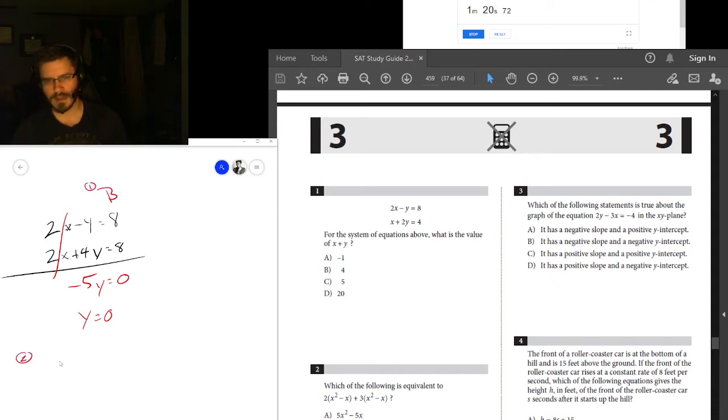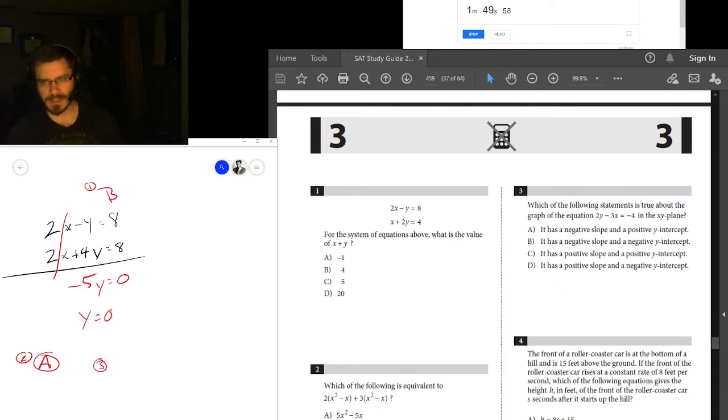Number 2. Which of the following is equivalent to this crazy looking thing? It's best to do as little math as you possibly can. 2x squared plus 3x squared is 5x squared, so that narrows it down to a, b, or d. Might as well do the rest. Negative 2x plus negative 3x is negative 5x, so that is a. Number 3.